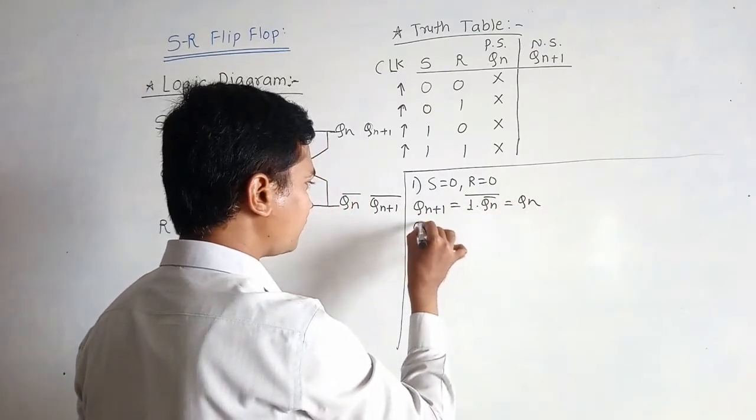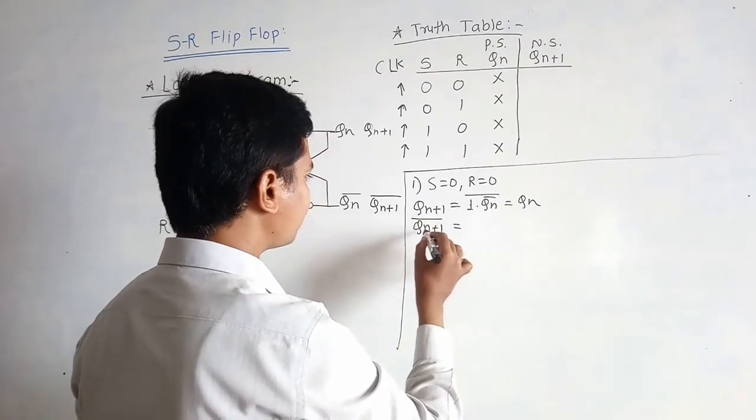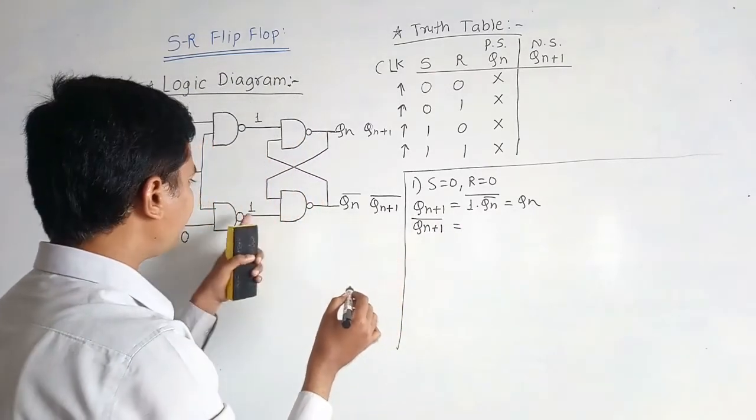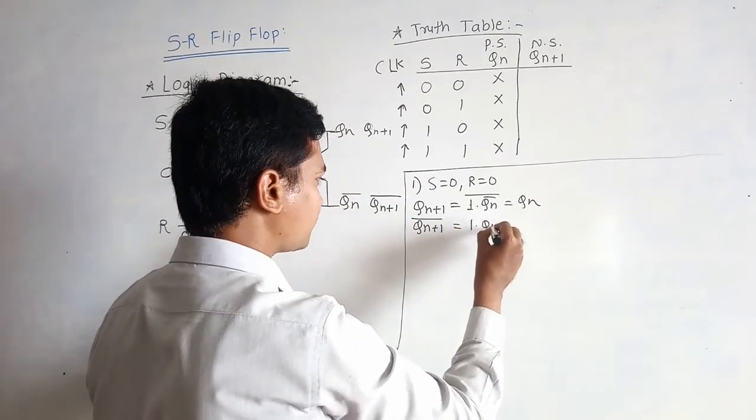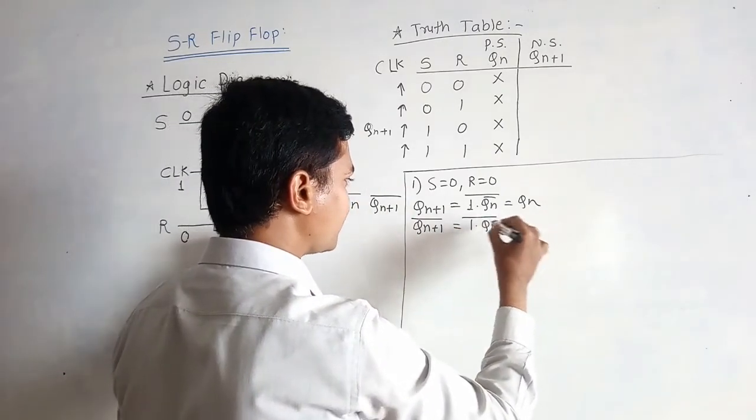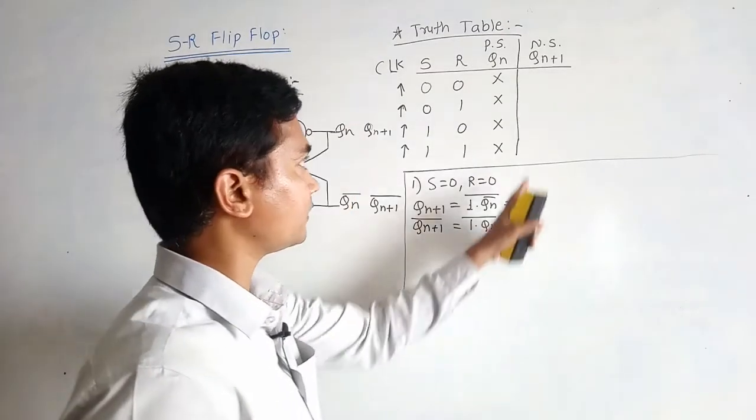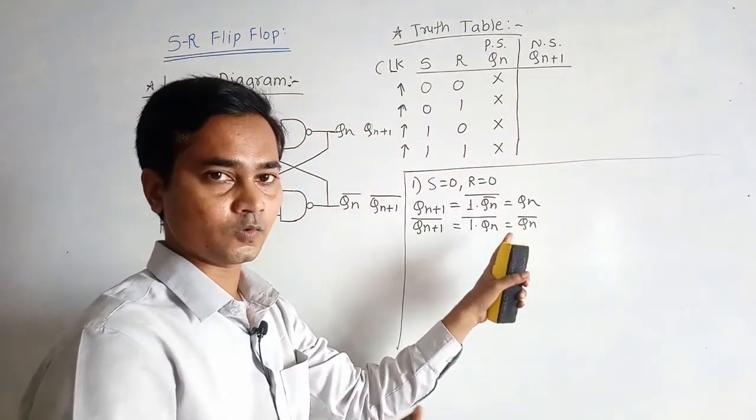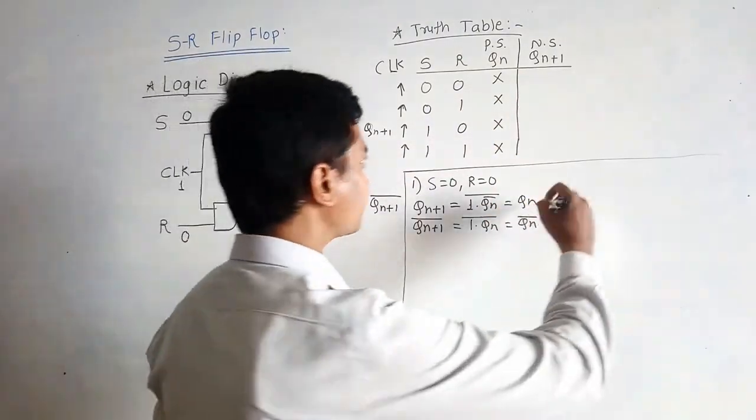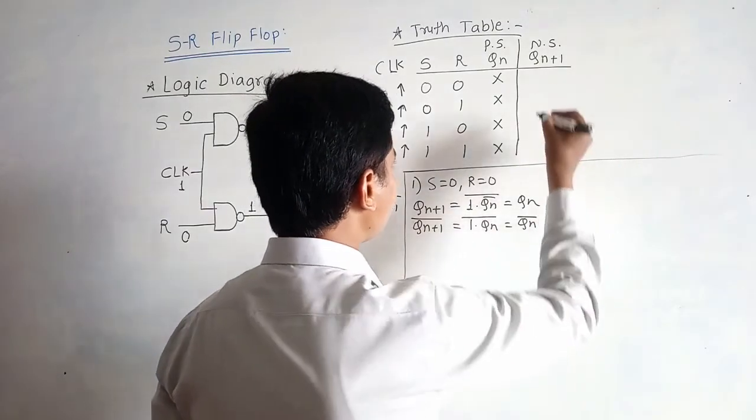Okay, and what about Qn+1 whole bar? That is 1 AND with Qn. (1 AND Qn) whole bar is equal to Qn bar. So here the next state is the same as the current output, that is the present state. So here it will become no change.